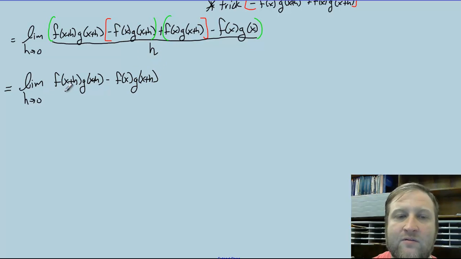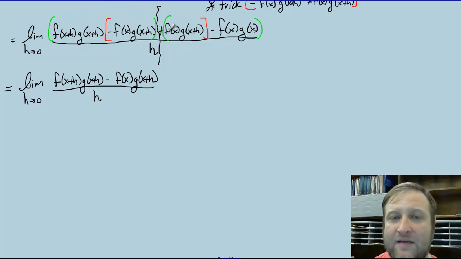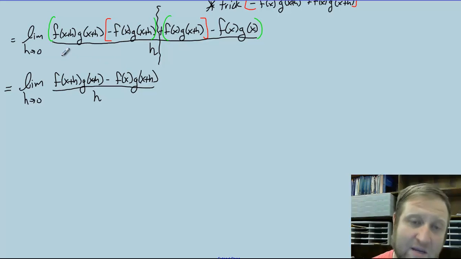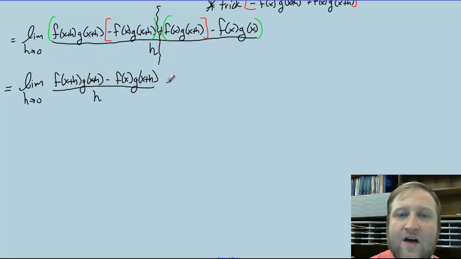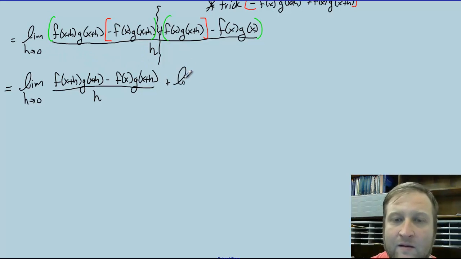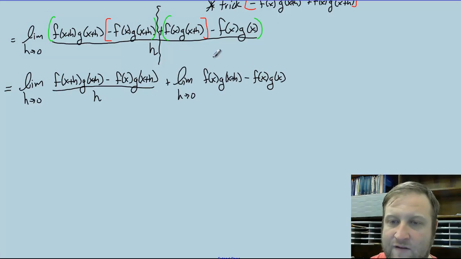And this is still all over h. So I'm splitting it up right down there. So I still have to keep my limit. I can't chop off the limit because, as we said before, it just doesn't drop off. So now this will still be plus the limit as h approaches 0 of f of x, g of x plus h, minus this portion, f of x, g of x, and this will still be all over my value of h.